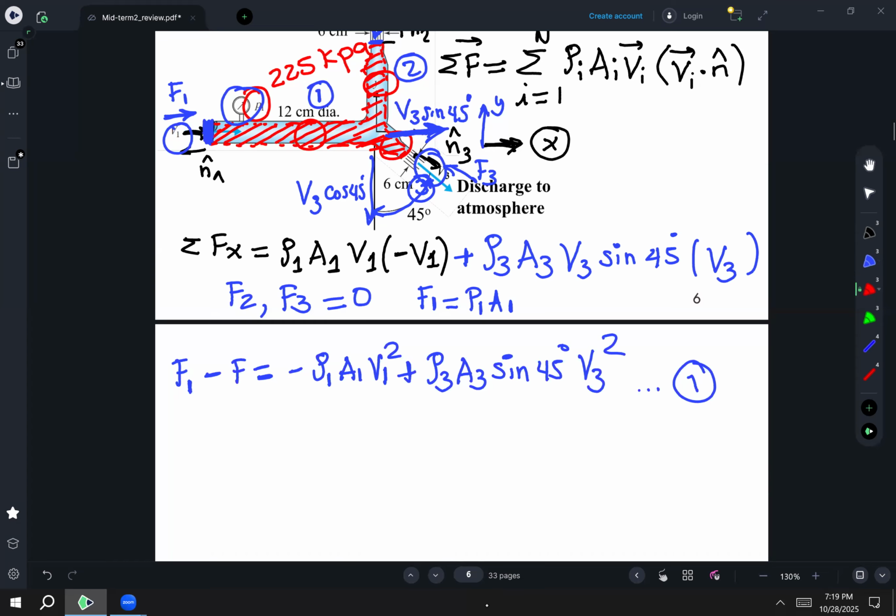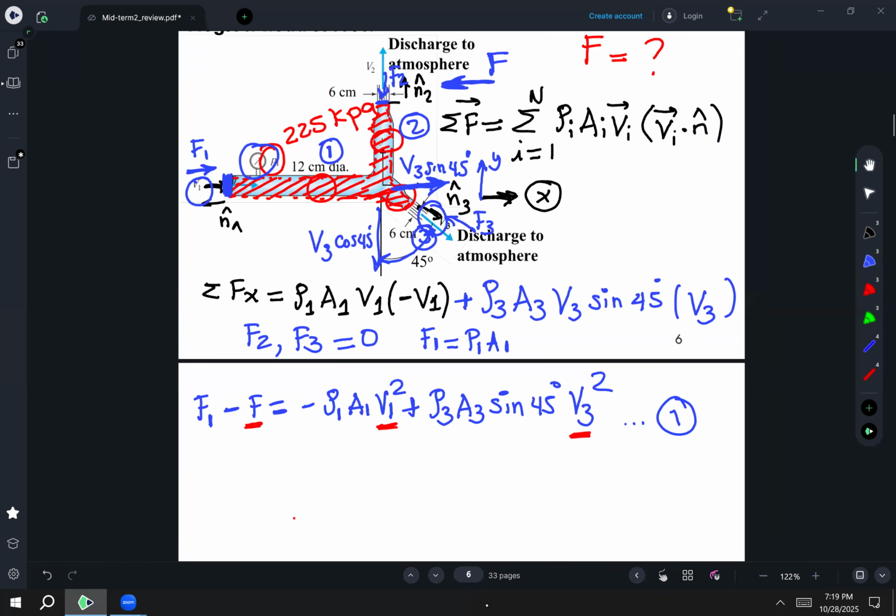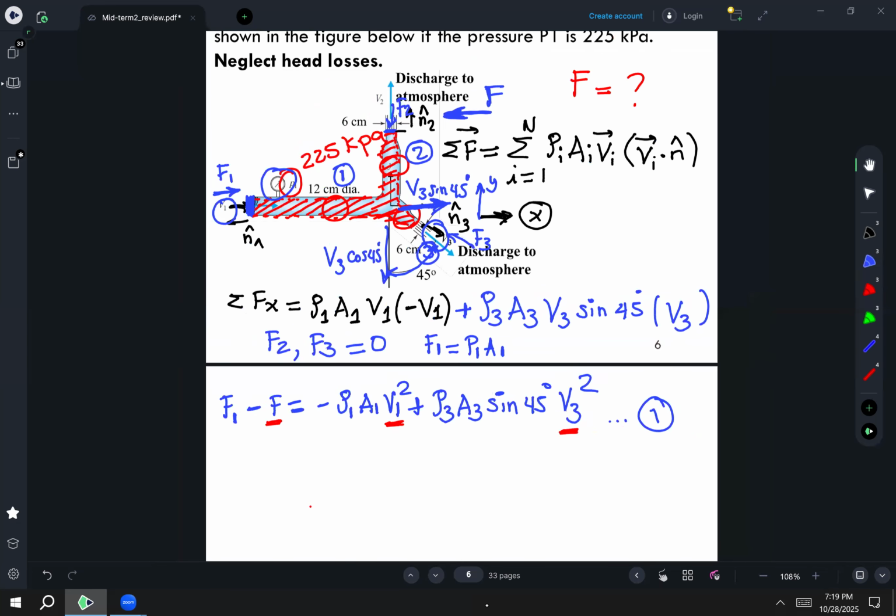However, to get F, we need to get the velocity 1 and velocity 3. Density 1 and density 3 are the same and they are equal to the density of the water. So what I am missing right now is the velocity 1 and the velocity 3. So to do that, we can, for instance, apply the continuity equation. We can start with the continuity equation. So we can apply continuity here.